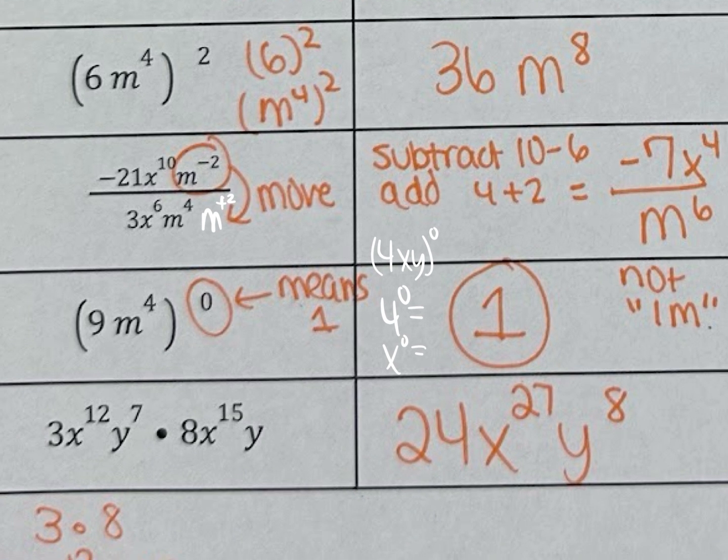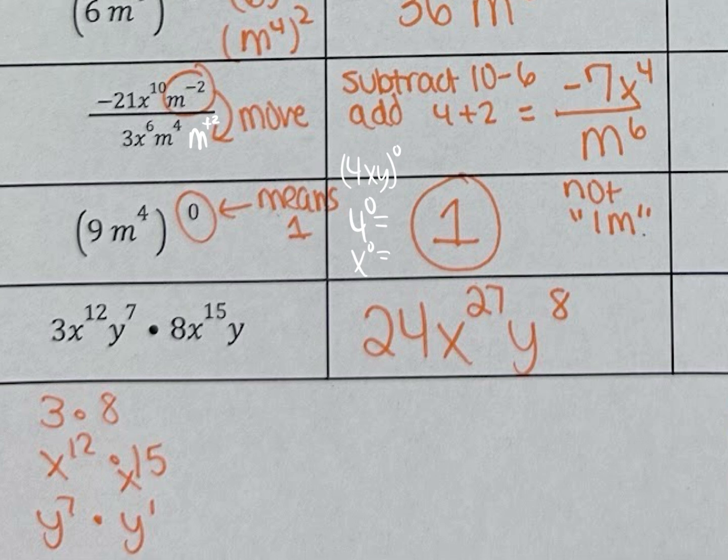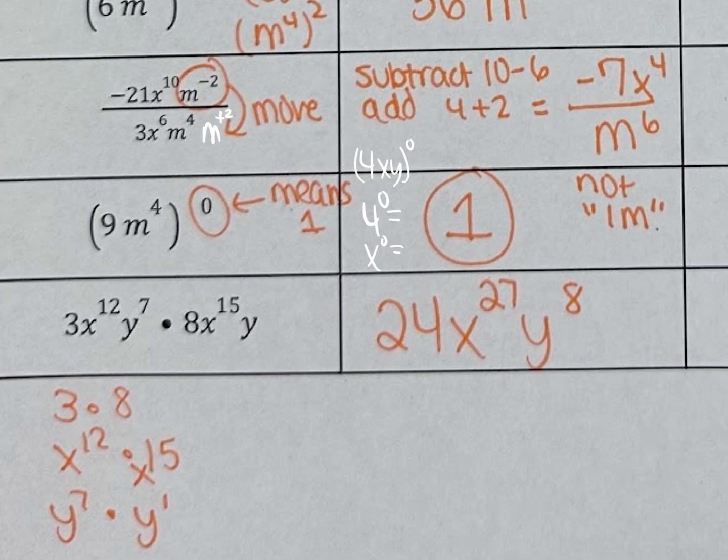All right, this one. So I kind of worked it out down here. I've got 3 times 8 is 24. Coefficient is 24. X and x, I'm going to add those to get x to the 27th. This one is sometimes tricky. Students forget that there's a 1 there. 7 plus 1 is 8.